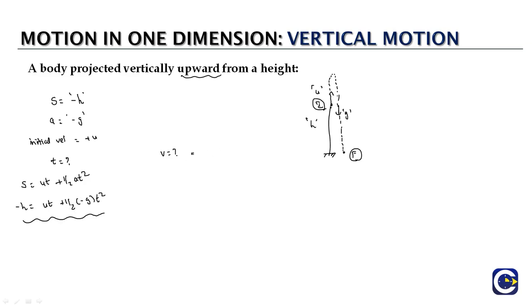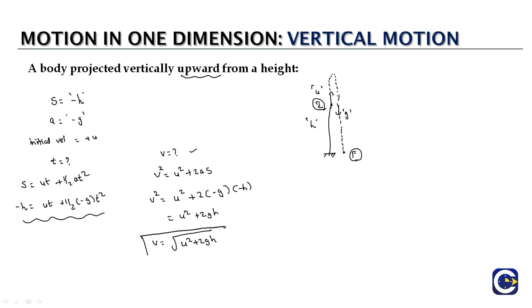On the other side, to find the final velocity, we will use the relation v² = u² + 2as. In this, the final velocity squared is equal to u² + 2 × (-g) × (-h). So again u² + 2gh. So the final velocity will be the root of u² + 2gh.